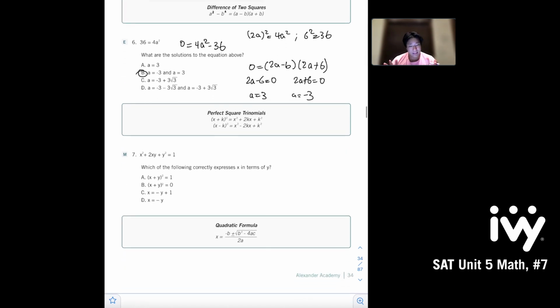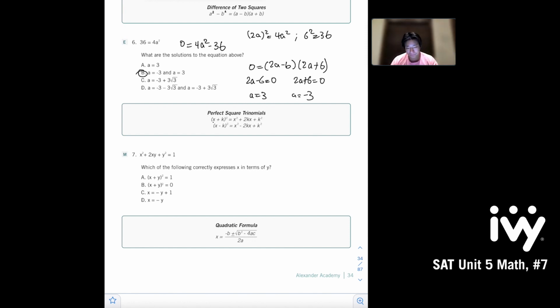So similarly to this, we have perfect squared trinomials. So also something good to know that we have x plus k squared is going to give us x squared plus 2kx plus k squared. Similarly with x minus k squared, we get x squared minus 2kx plus k squared.